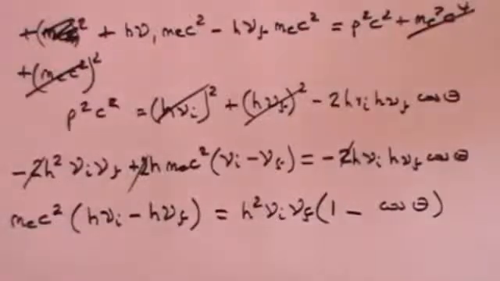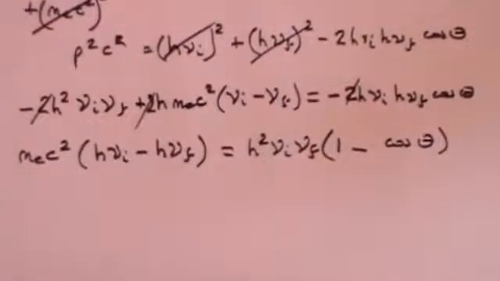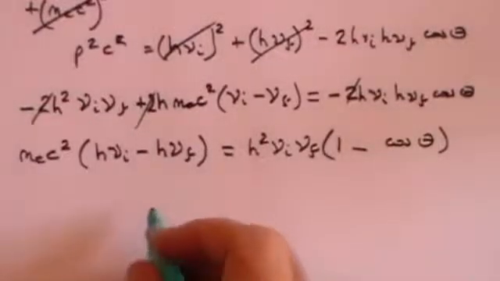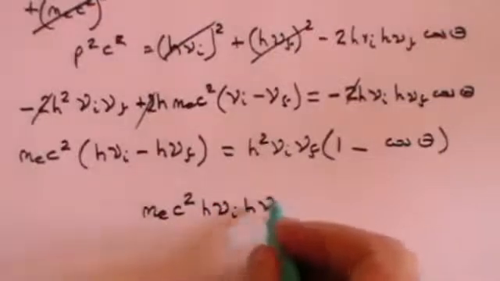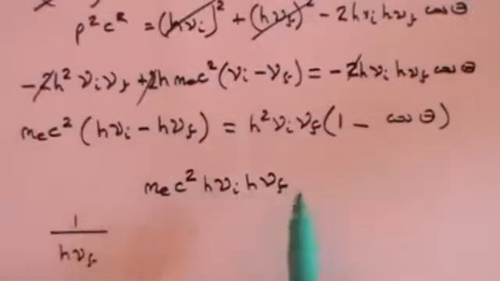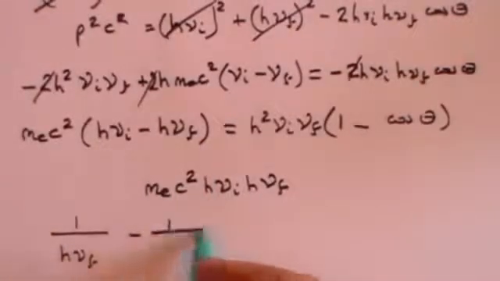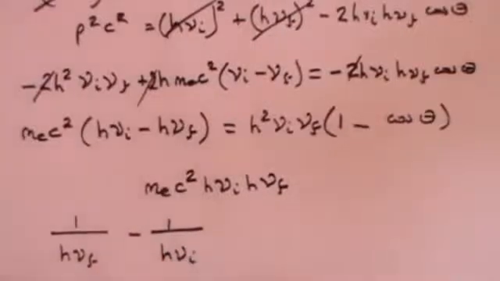We're almost there. I am now going to divide all those terms by m_e c squared h nu i h nu f, which will be a lot easier than you think, because when I divide this term by that term, the only thing that is left is a 1 over h nu f. That's from that term. When I divide m_e c squared h nu f by this term, the only thing that's left is a minus 1 over h nu i.